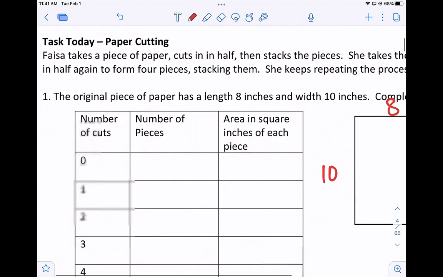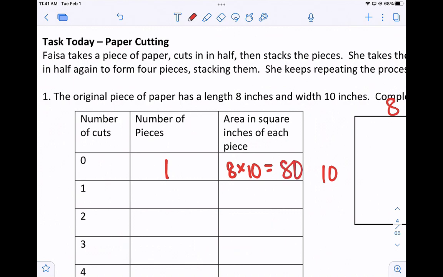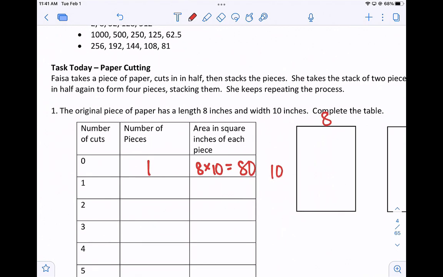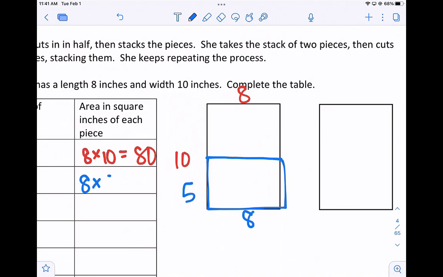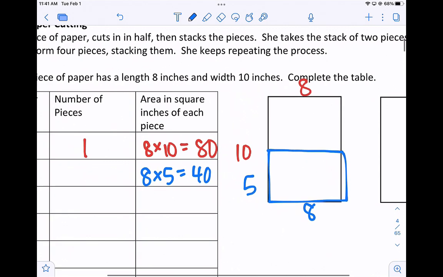All right, so if there are 0 cuts, it's 1 piece. The area of a rectangle is base times height, so that's 80 square inches. So then we're going to cut it in half. There are 2 ways we can cut it, and let's see if it makes a difference. Let's cut it this way first, and if we cut it this way, then each paper would be 8 by 5, which is 40, and there are 2 pieces.